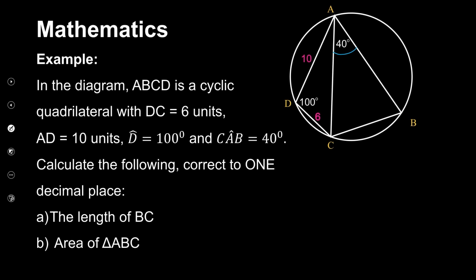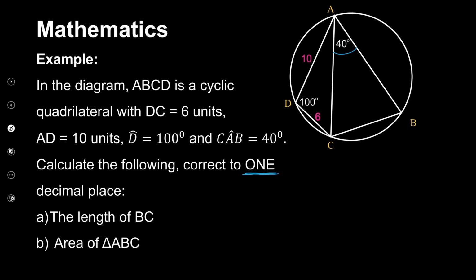Okay, and in this example, we've usually been working through 2 decimal places. We're going to be working through 1 decimal place. They want us to find the answers correct to 1 decimal place. So they want us to find the length of BC, and they want us to find the area of ABC.